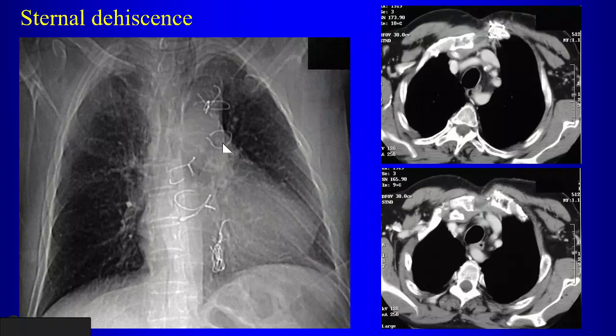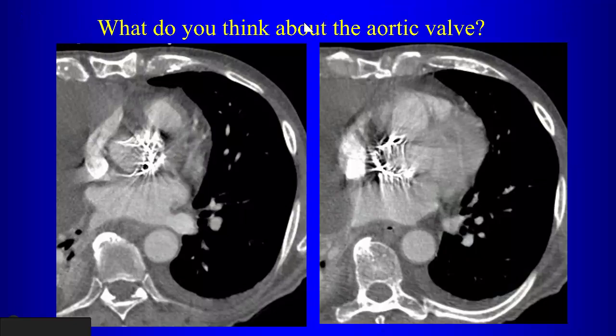So here's another more obvious example, right? You see how these wires are all moved around, these are twisted, right? Big dehiscence, sternal dehiscence in this case. So you do want to notice that. So when you look, you notice sternotomy wires, say something about them, okay? Especially if it's a fresh post-op.